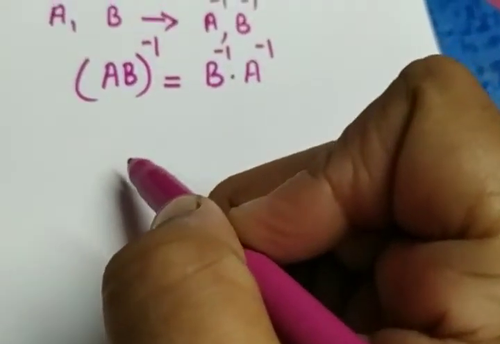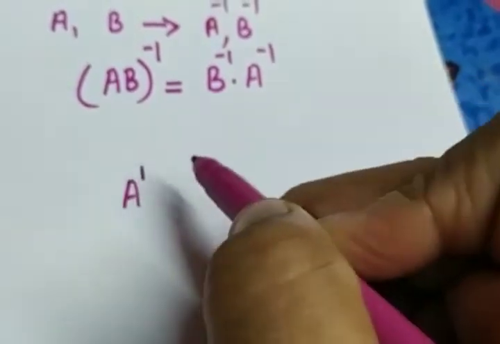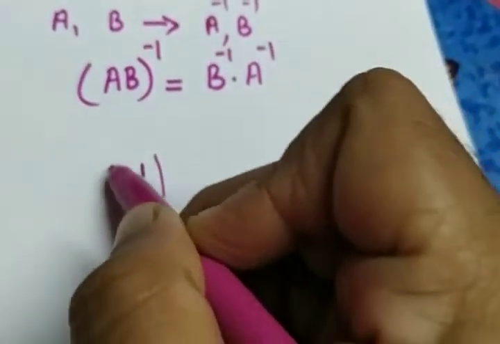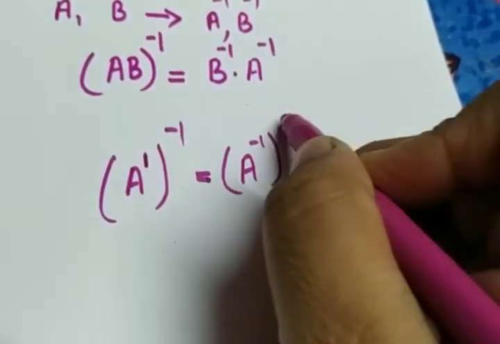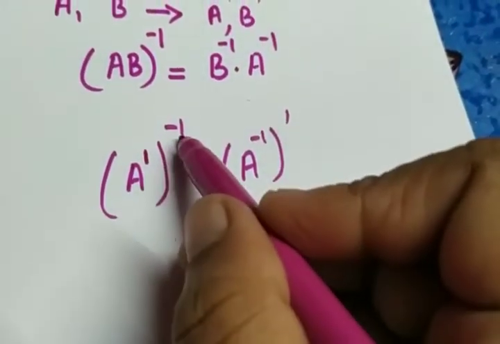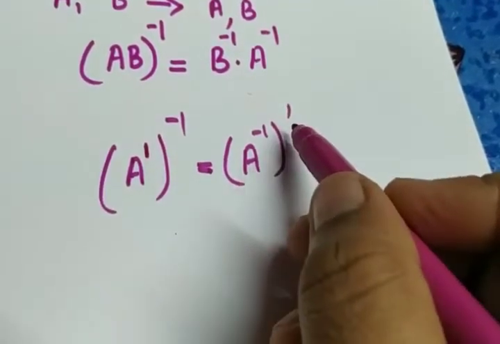So again, there is another property. A dash, what is A dash? A transpose. The whole inverse is the same as A inverse the whole transpose. This is a property. A transpose the whole inverse is the same as A inverse the whole transpose.